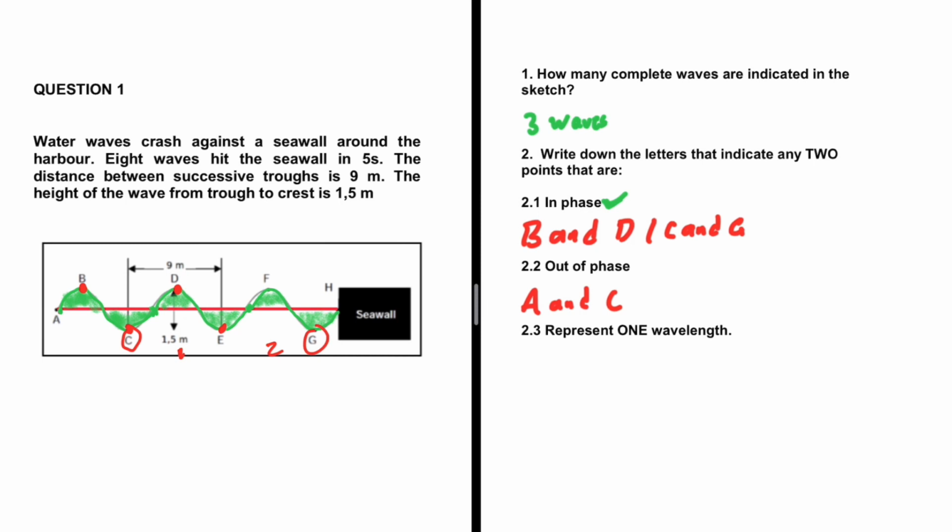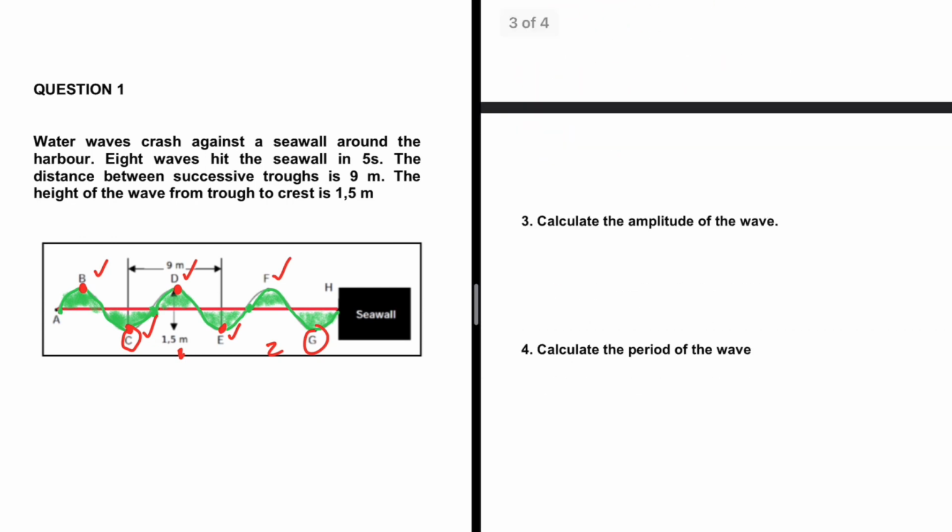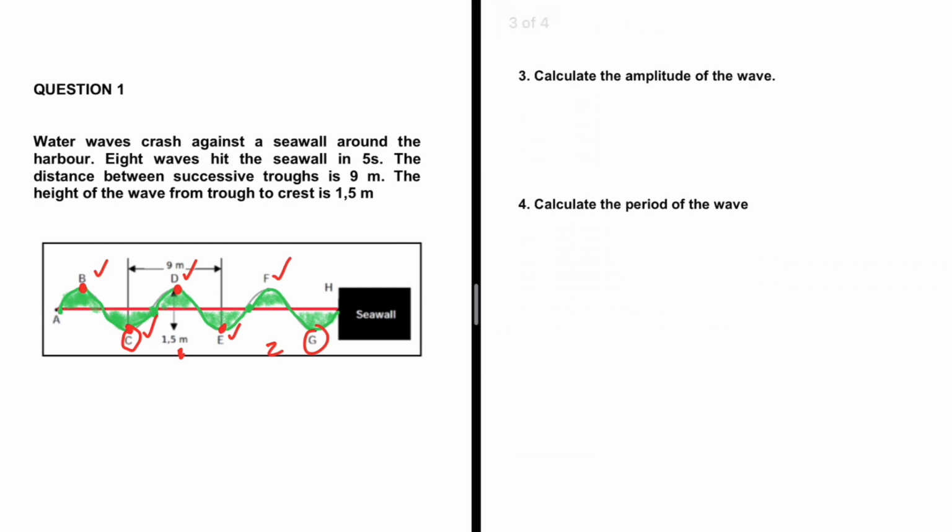Any 2 successive crests will represent one wavelength. So B and D, from B to D, we have one wavelength. From D to F, we have another wavelength. And then from C to E, we have another wavelength. And the same is true with E and G. That's another wavelength. So the answer to 2.3, we can just say B and D. Let's go ahead and do question 3.